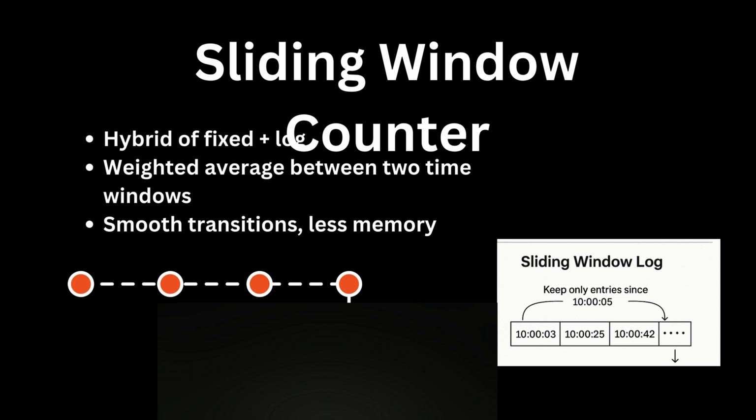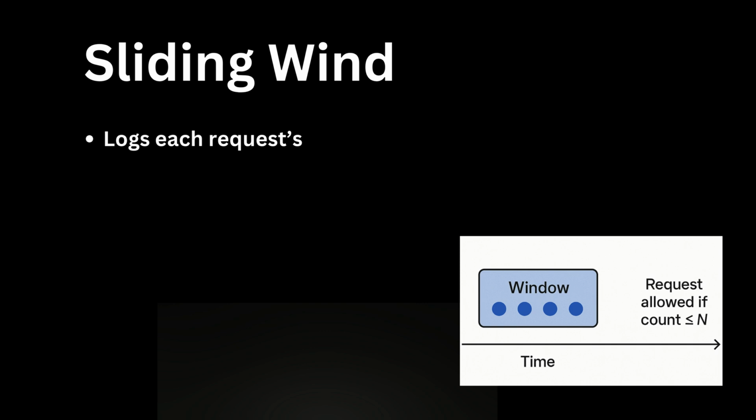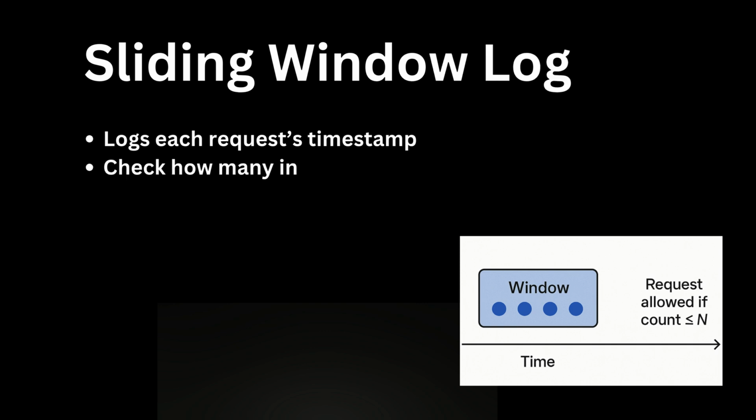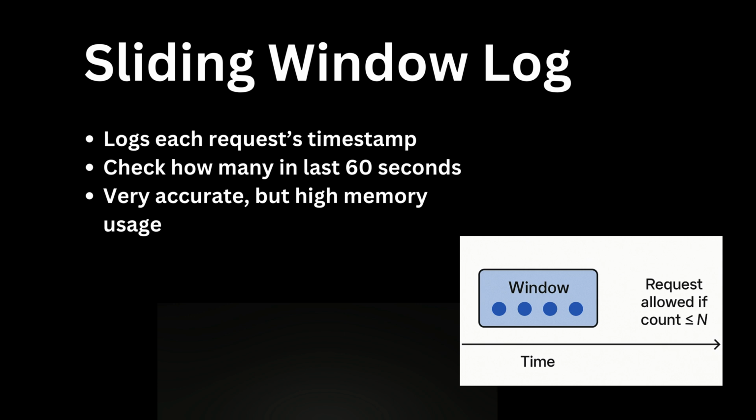4. Sliding window log. This one's a bit more accurate. It keeps track of every single request's timestamp in a log. When a new request comes in, it checks how many were made in the last 60 seconds. If it's under the limit, it goes through. Super accurate, but uses more memory because you're basically keeping a full surveillance log of every request.